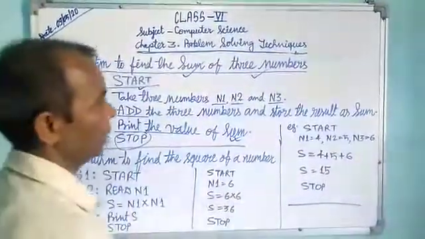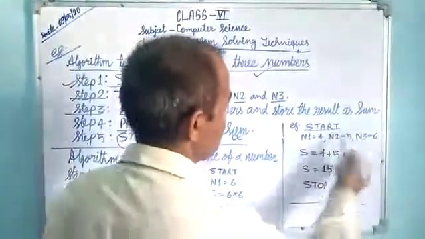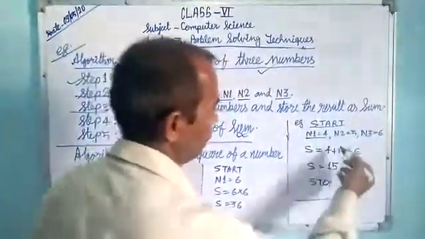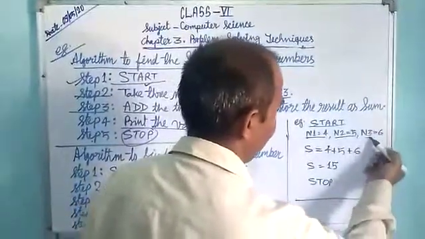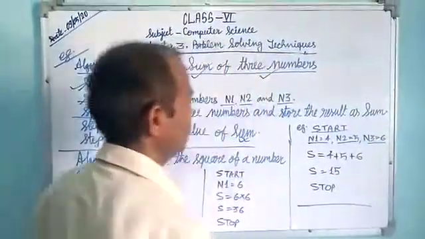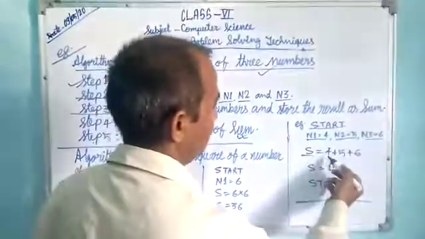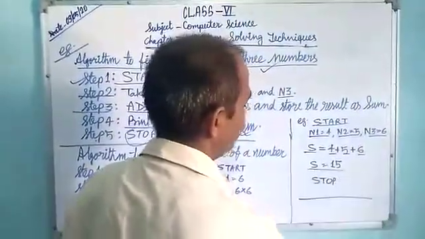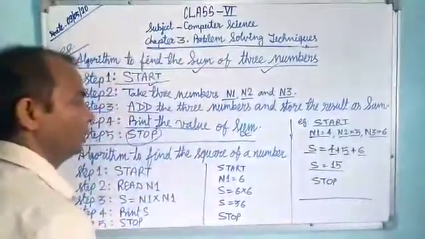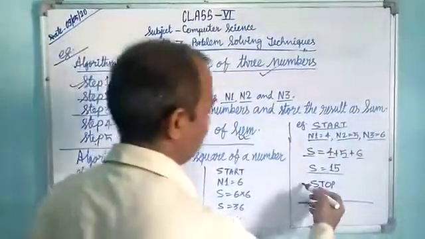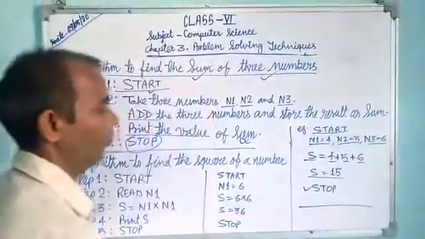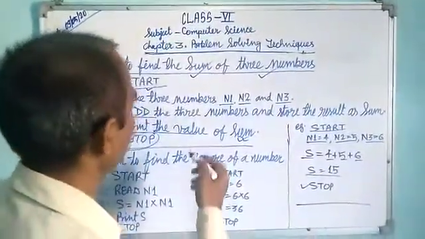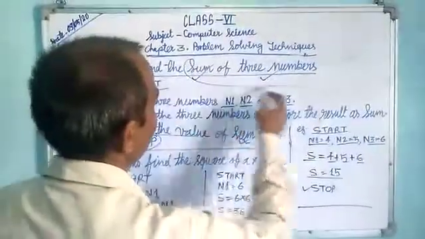So let's see by the example. We are writing first the start, and n1 we are taking the value as 4, n2 as the value 5, and then n3 as 6. Then sum is 4 plus 5 plus 6, and we are getting the result, sum, that is 15, and after that we give the command stop. So in this way we are doing the algorithm and finding the sum of three numbers.